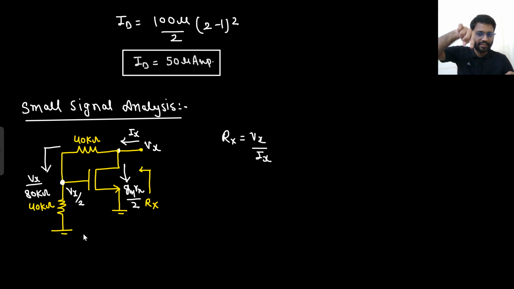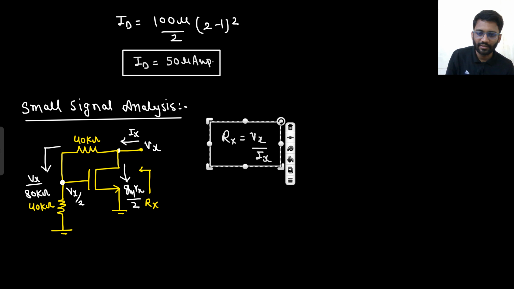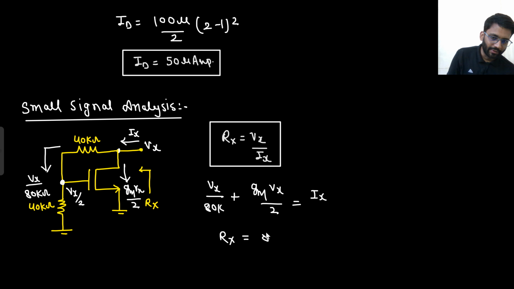Vx by 80k, Gm Vx by 2 is equal to Ix. So this you need to calculate. Here what you can see, that is Vx by 80k plus Gm Vx by 2 is equal to Ix. So what will be your R out? What do you think? I am directly writing Rx. I hope you will be able to understand. My Rx would be 80k parallel with 2 by Gm.